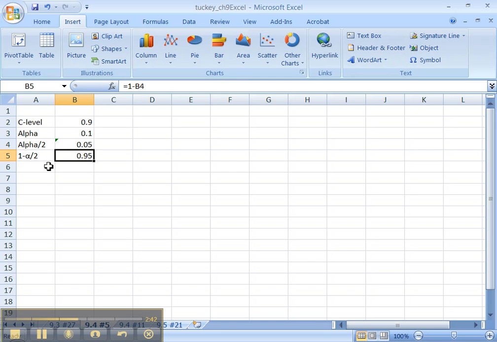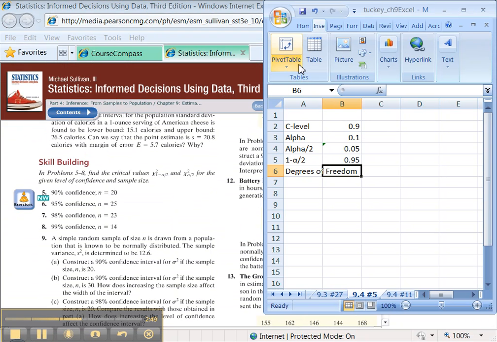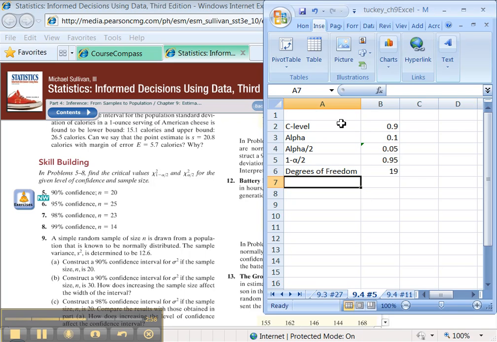The next thing we're definitely going to need is our degrees of freedom. Now in this particular problem, it's 19, right? Degrees of freedom is n minus 1. So you can type it in from the start, or you could put n up here and say it was 20, and then make this guy down here equal to that value, take away 1. But either way, you've got to get 19 for this problem. Okay, there's the degrees of freedom. Now we need our critical values. Now there are two critical values.